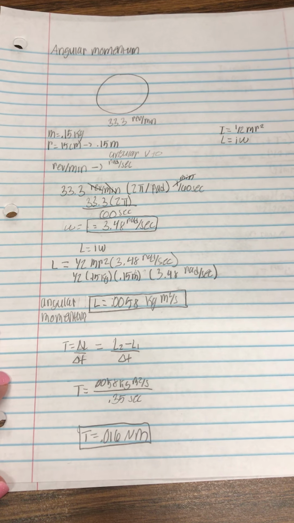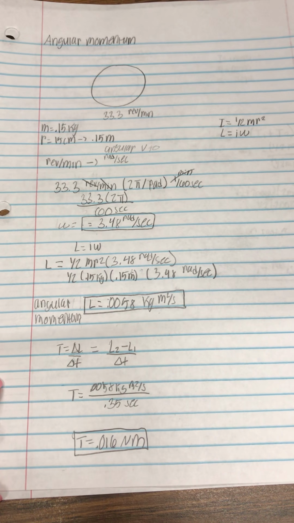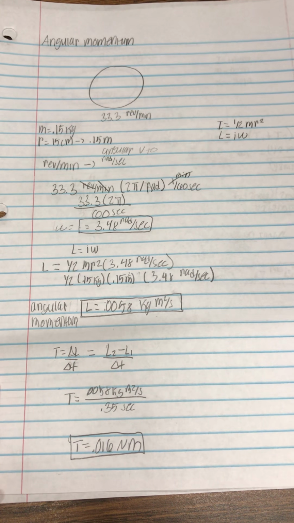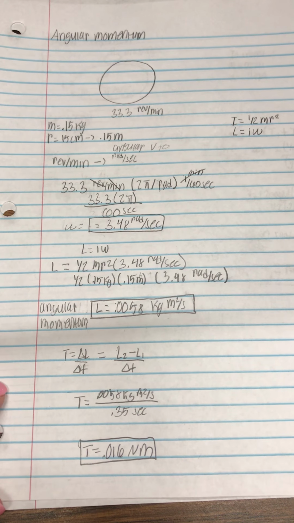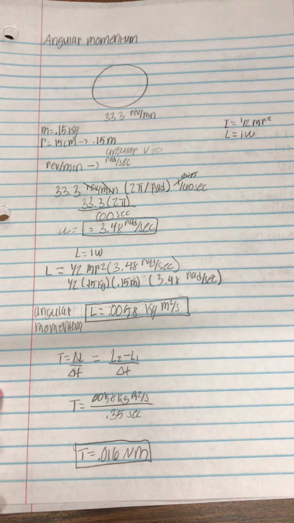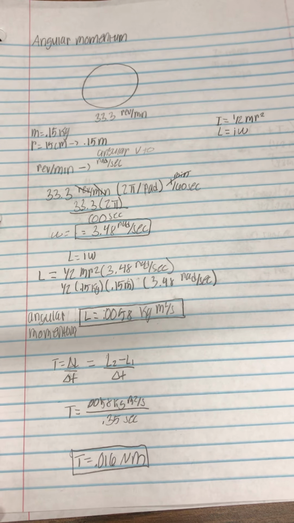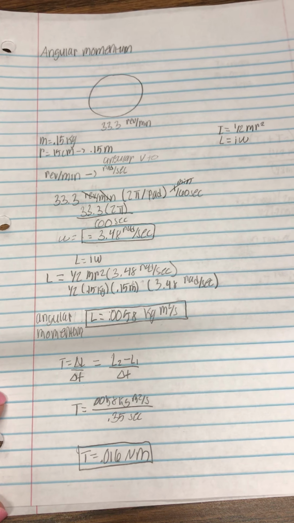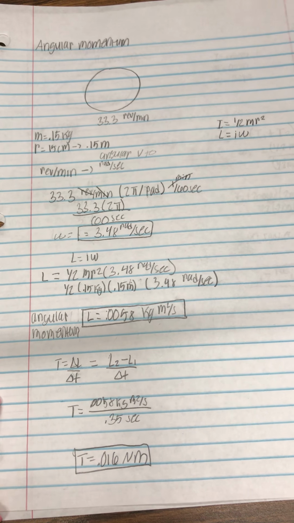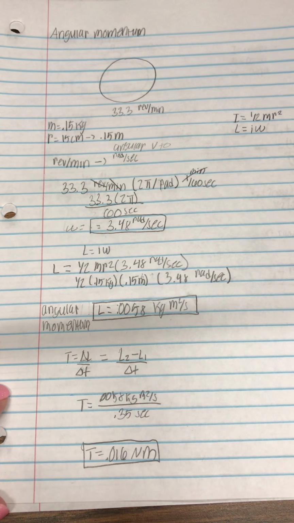Calculate the angular momentum for a phonograph record LP rotating at 33.3 revolutions per minute. The LP has a radius of 15 centimeters and a mass of 150 grams. A typical phonograph can accelerate an LP from rest to its final speed in 0.35 seconds. What is the average torque that would be exerted on the LP?